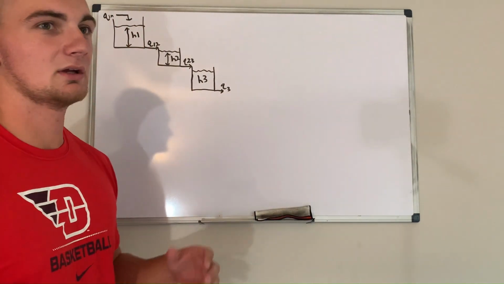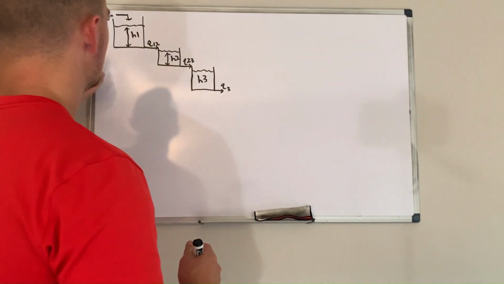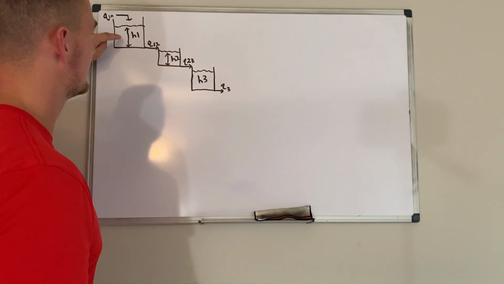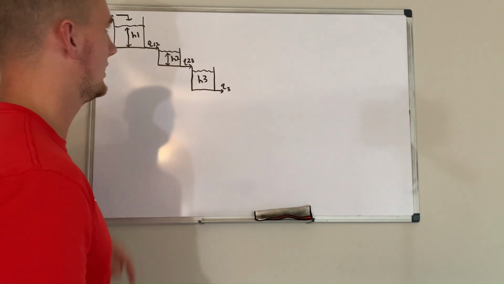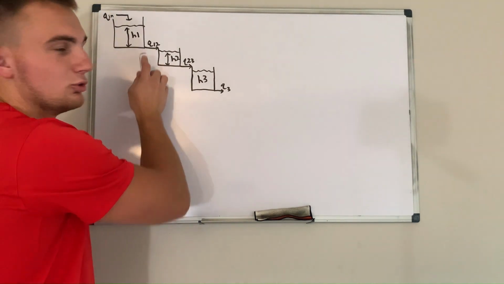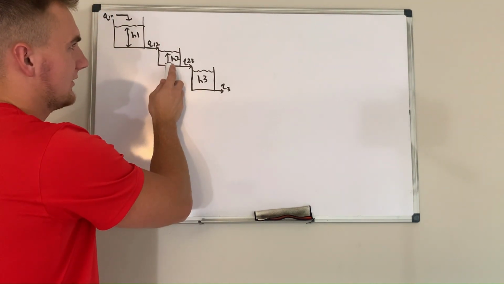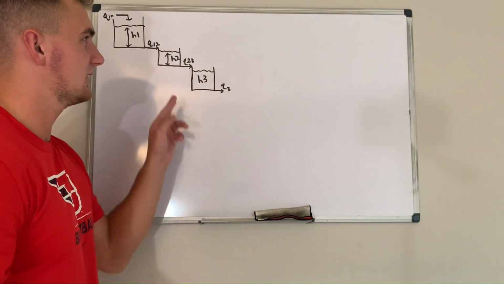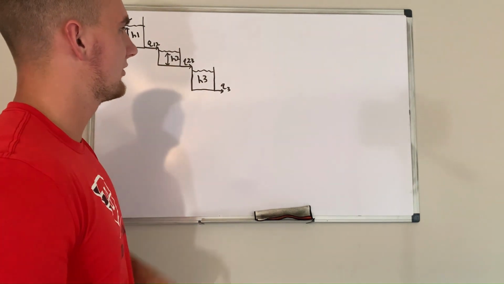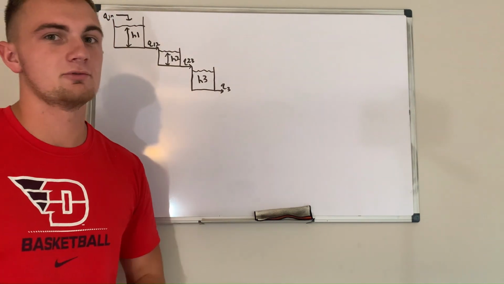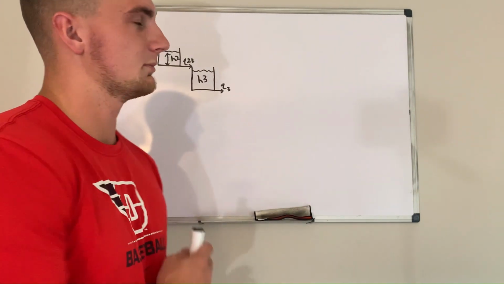So what we have here again is some flow rate in and some height of the first tank, some flow rate going from tank 1 to 2, so we'll call it Q12. Then we'll have some height of the second tank and flow rate going from tank 2 to 3, so Q23. And then height of the third tank, and we'll call that Q3, leaving this setup.